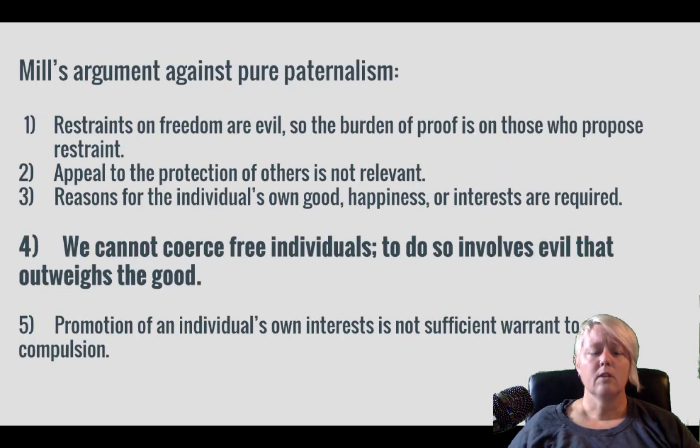So if we look at this more closely, we can see the importance of the fourth premise. We cannot coerce free individuals. To do so involves evil that outweighs the good. This fourth premise results from Mill's additional argument that individuals themselves are in the best position to know what is good for them. But do individuals always in fact know what is best for them? Is it possible that someone else might have a better idea of what is in a person's best interests?